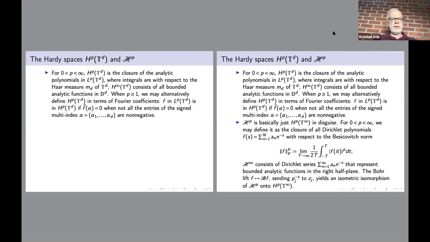So then alternatively, we can define these spaces in terms of Fourier coefficients. So f is in L^p of T^d. Such a function is in H^p if the Fourier coefficients vanish for all multi-indices alpha 1 up to alpha d where one of the entries is negative. In that case, we require it to be 0. So that's the usual definition of Hardy spaces in terms of Fourier coefficients.